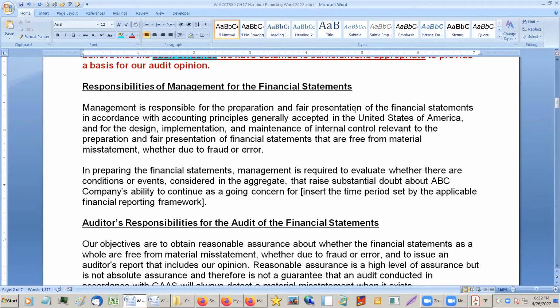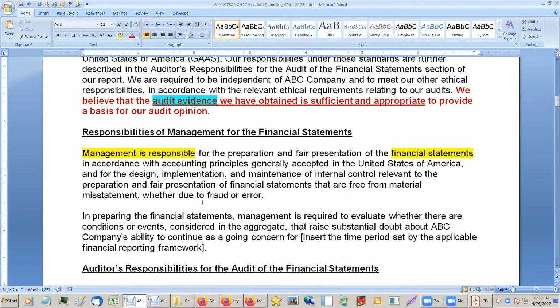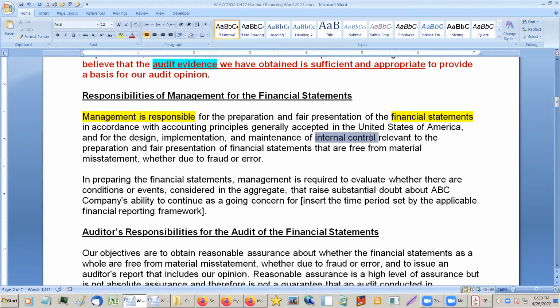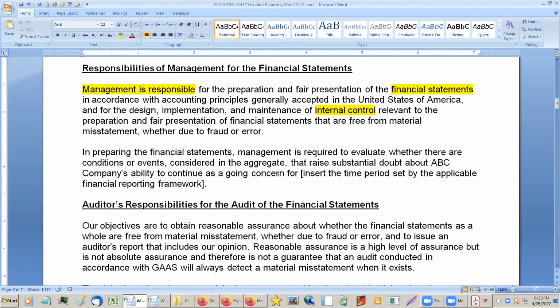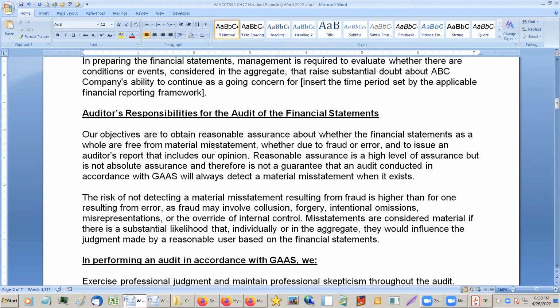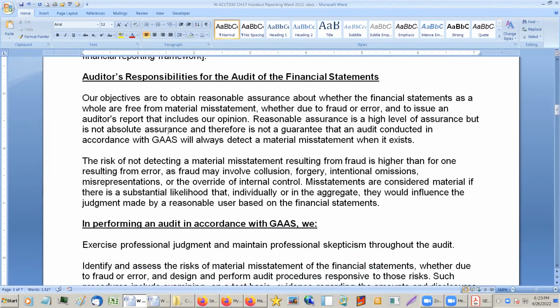Okay, management's responsible for the representation of, let's highlight these. Okay, so management is responsible for the financial statements and internal control. Auditor responsibility, and this goes into to obtain reasonable assurance. We talked about this before. Are free of material misstatement.